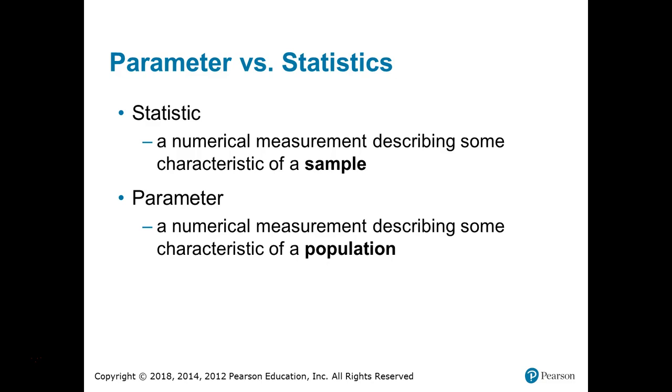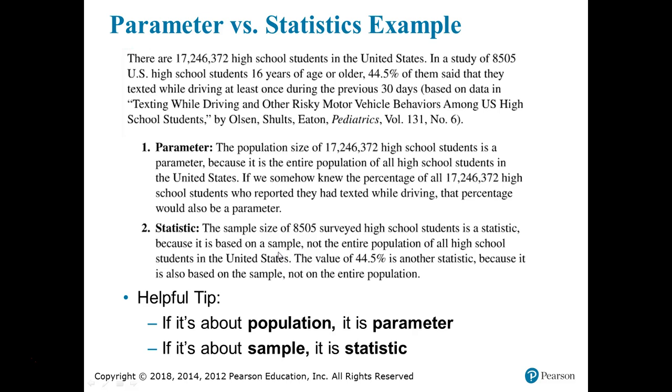So to put that into layman's terms, if you're making some kind of statement about a sample, you're dealing with statistics. If you're making some kind of statement about an overall population as a whole, you're dealing with parameters. And that's not hard to remember. Think statistic, sample, S S; parameter, population, P P. Just kind of a little way to memorize that. Let's look at an example.